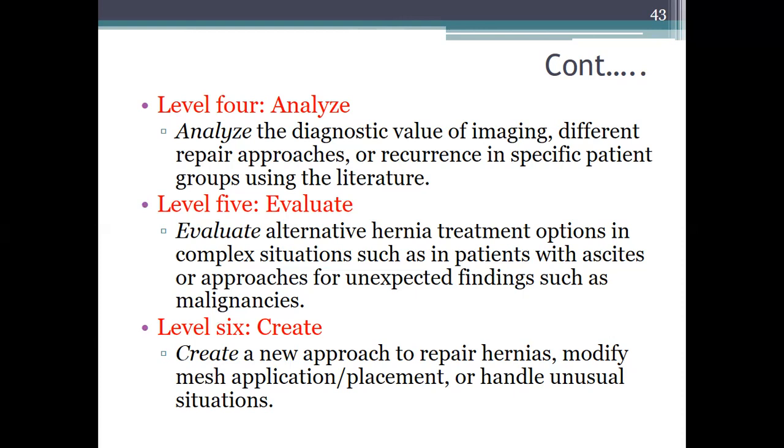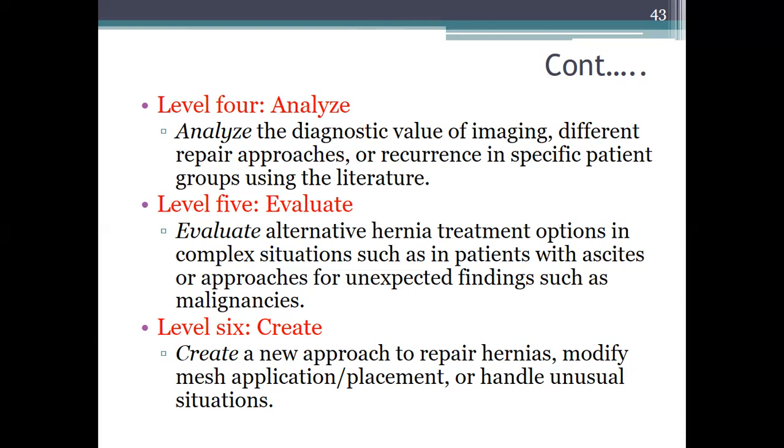So for that he has to discuss each and every component of the different options of the diagnostic tools. So analyze the diagnostic video of imaging, different repair approaches. Now he has to know the different approaches, which one is the best approach, which has the best outcome. So that will be in level 4.